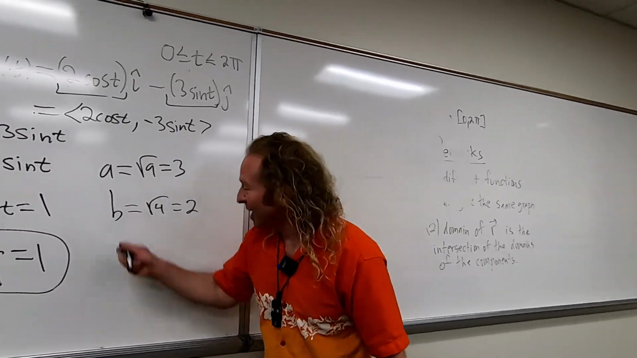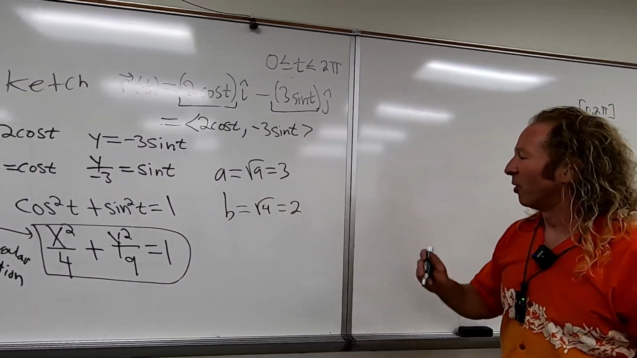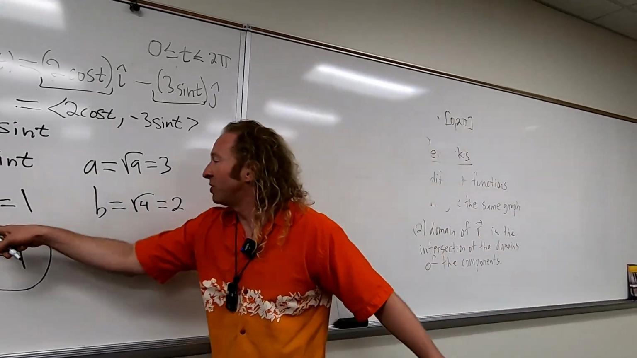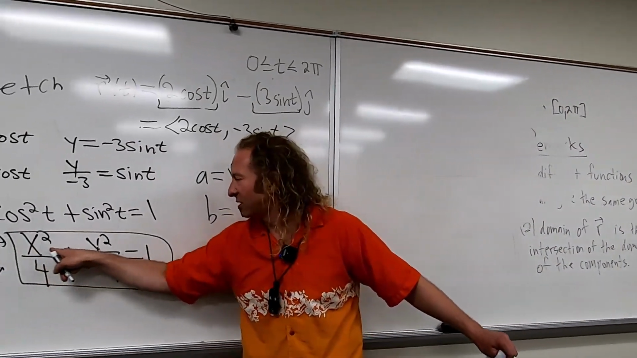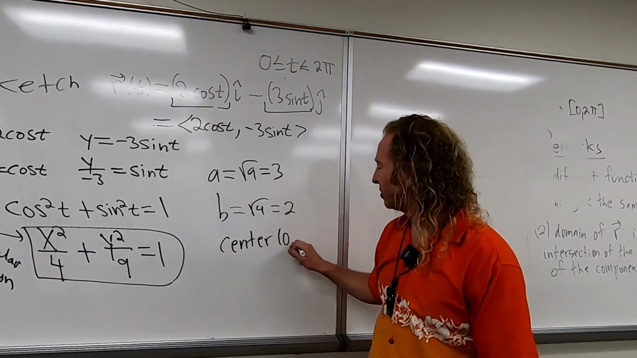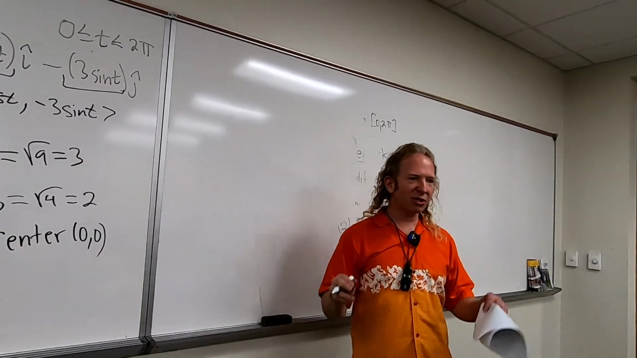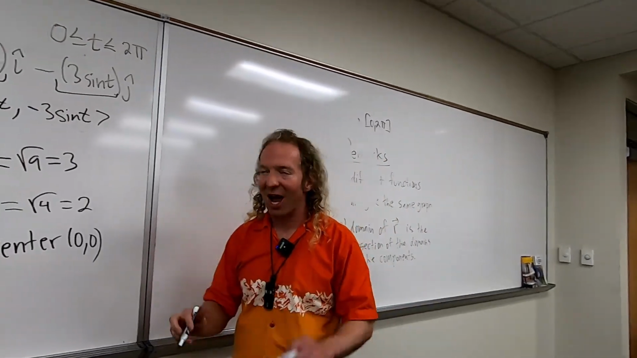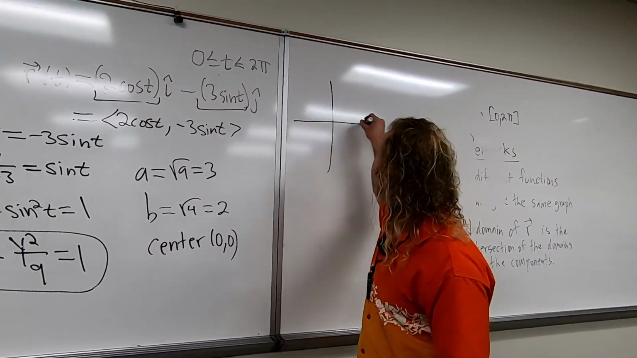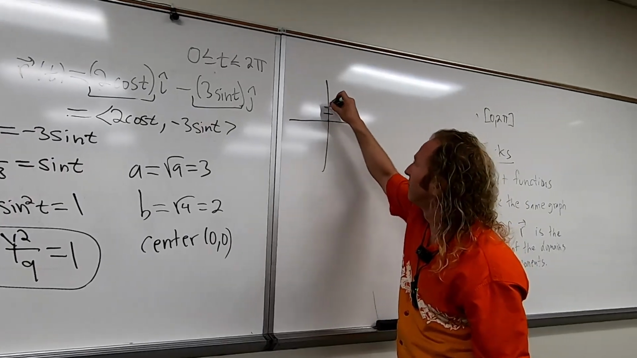Okay. So in an ellipse, A is the square root of the bigger number. Because the bigger number, oh, the center is 0, 0, right? Because there's no numbers there next to the x or the y. So the center is 0, 0. And because the bigger number is under the y, the major axis is vertical. That means that from the center, we go up and down by A.